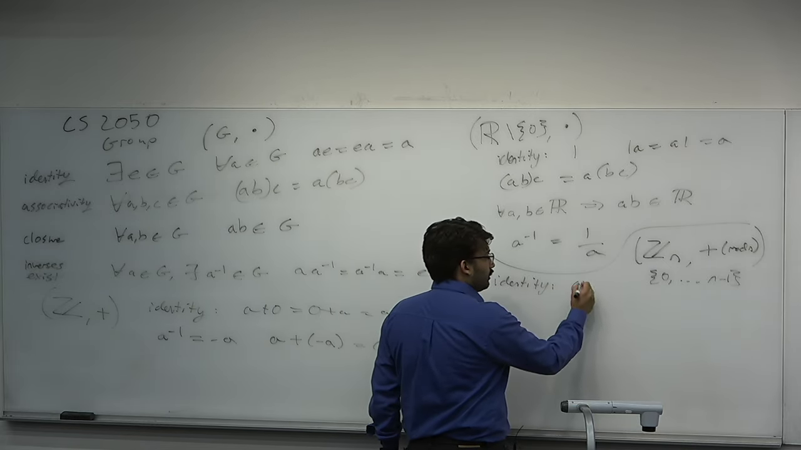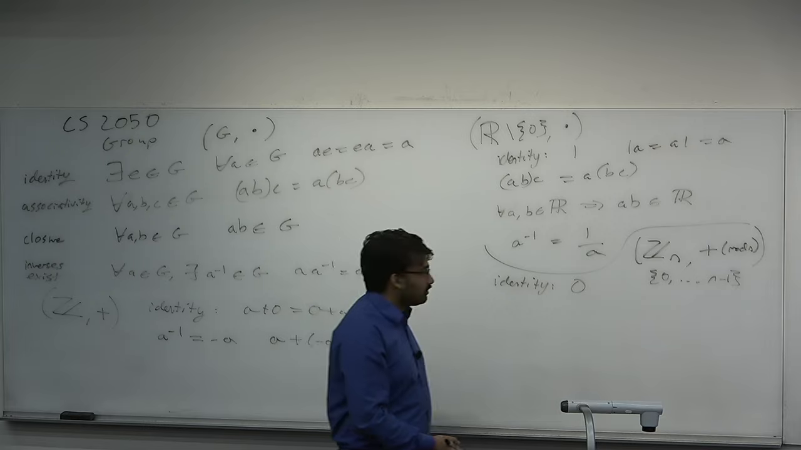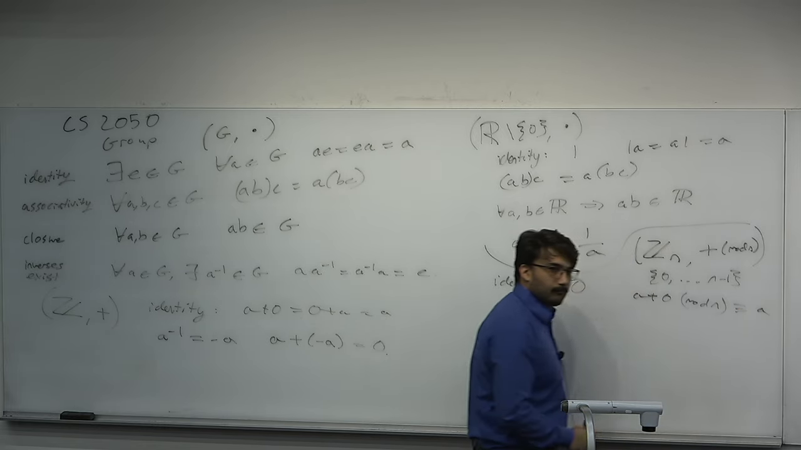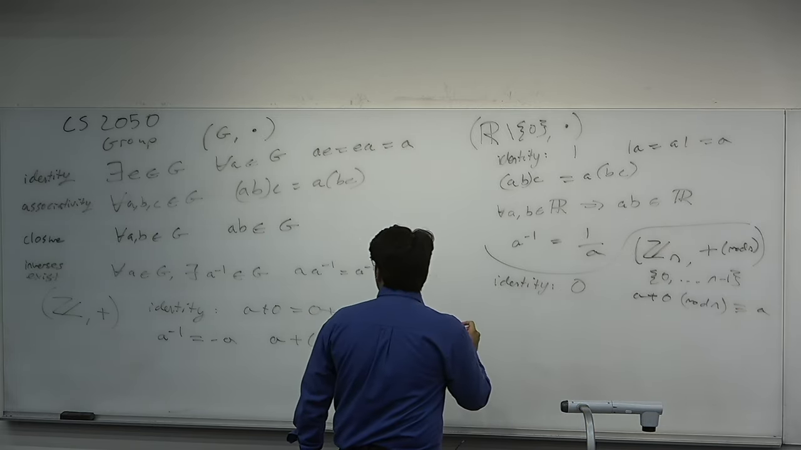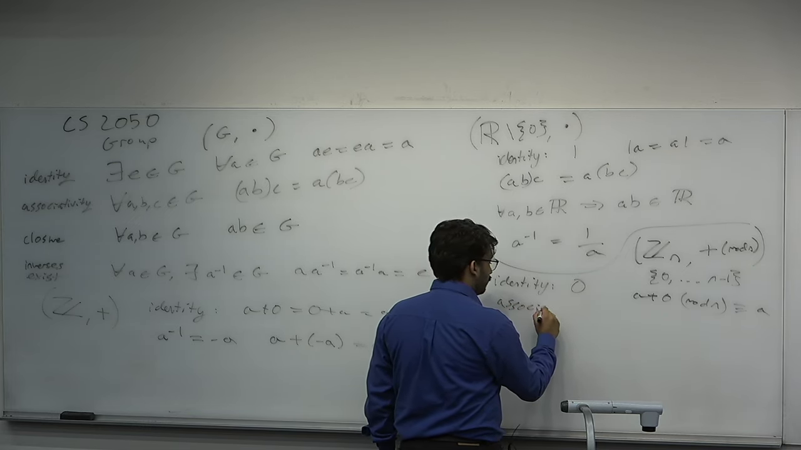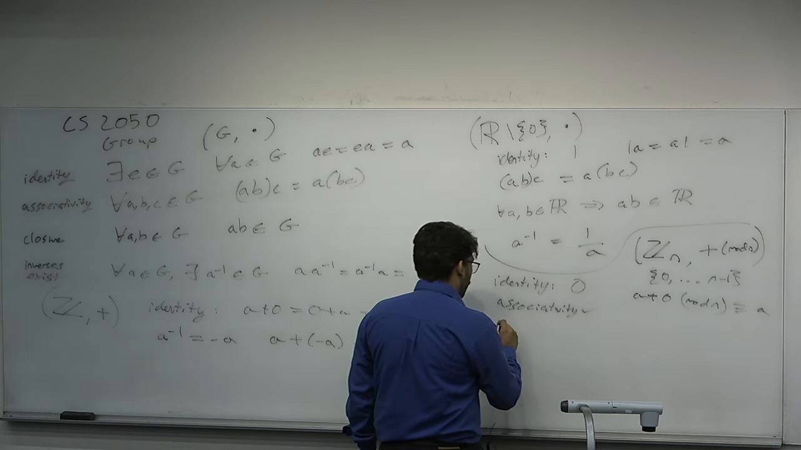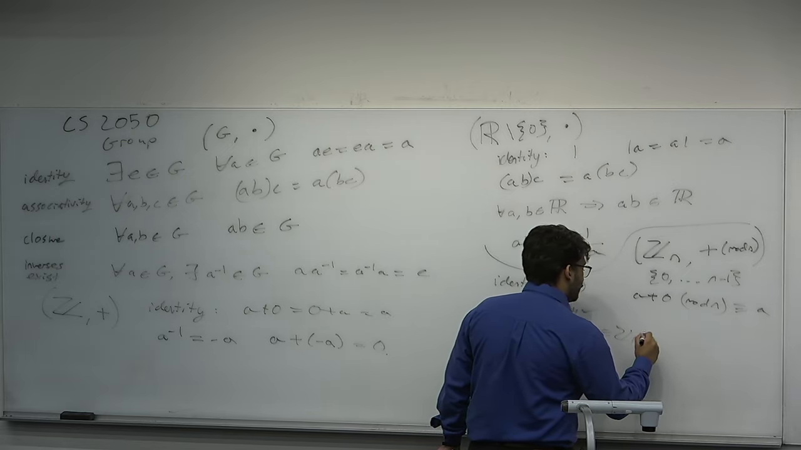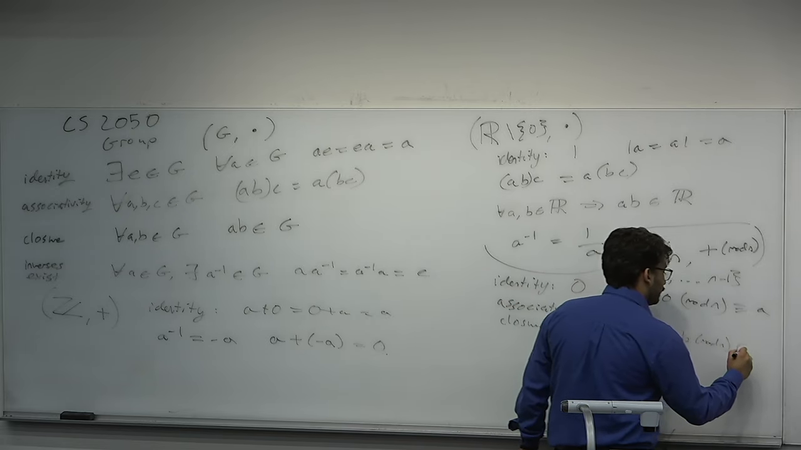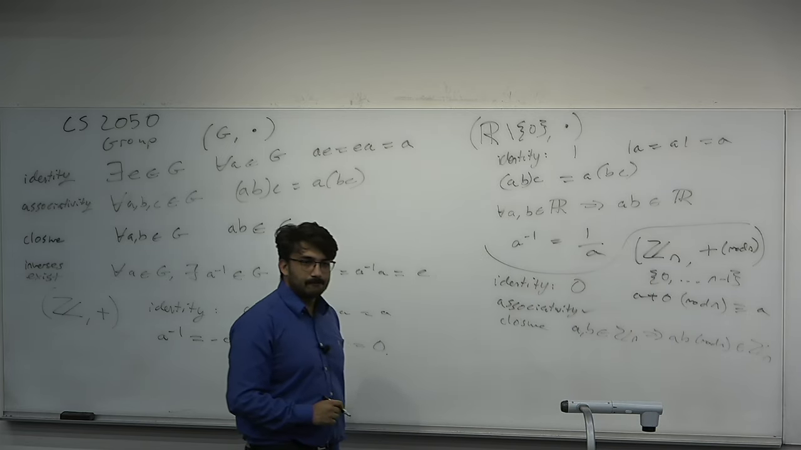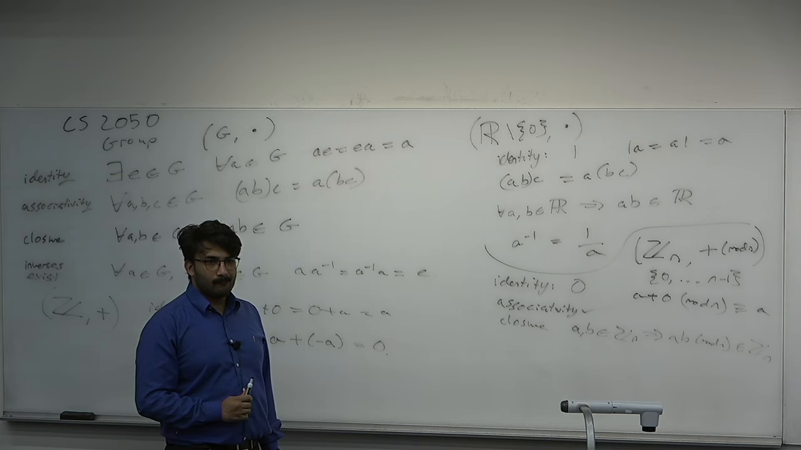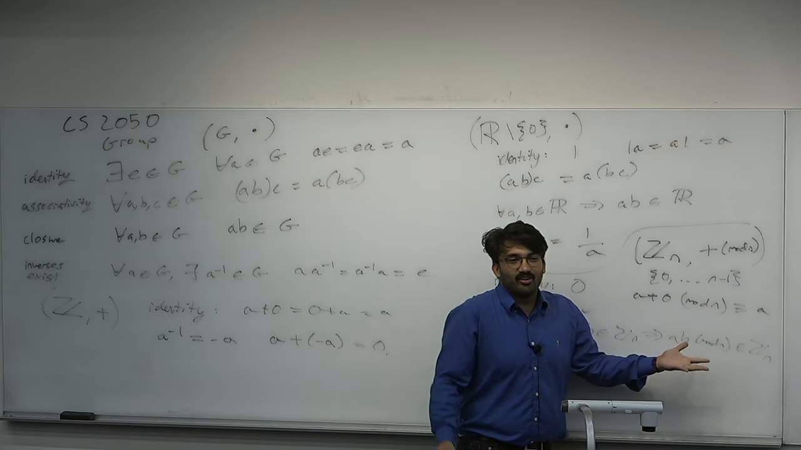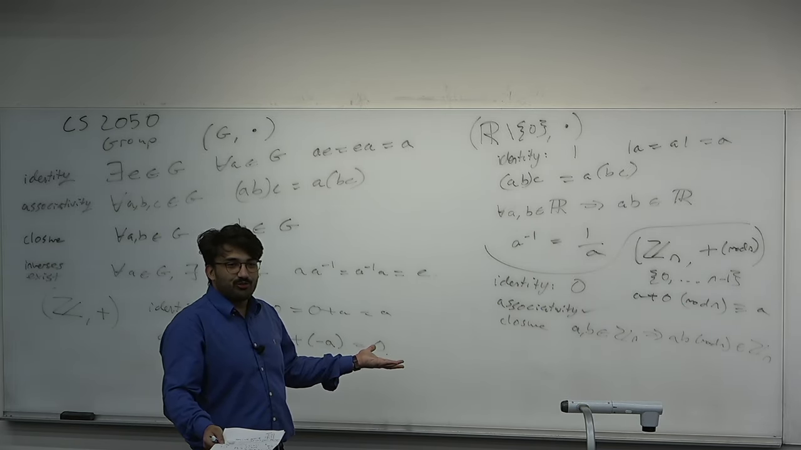Zero. A plus zero mod n is A, right? Associativity and closure, I'll claim you get for free. Why do you get closure? Why is it true that if A and B are elements of Zn, then AB mod n is an element of Zn? Why is that true? Exactly. Thankfully, mod is just going to make sure it's between 0 and n minus 1, and therefore it's in Zn. So it does the work of closure for us.